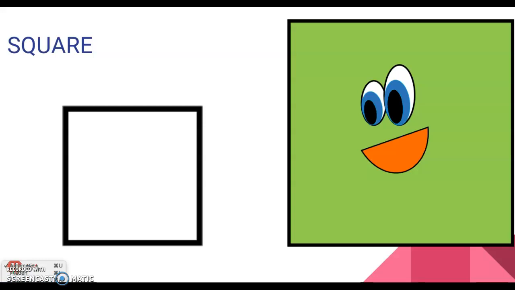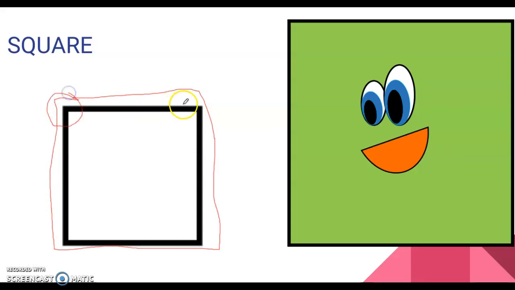Our next shape is a square. It has 4 equal sides. Four vertices. And our vertices are where our 2 sides meet. This shape could get confused with a rectangle, but since all the sides are equal, that's how we know that it's a square. This is also a plane shape.